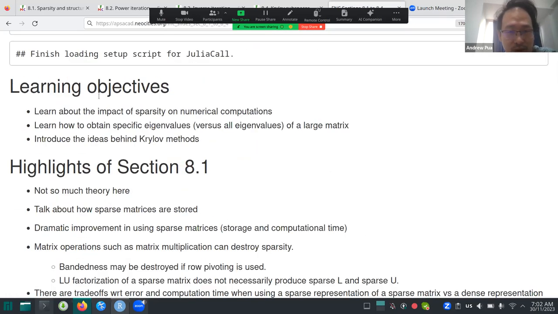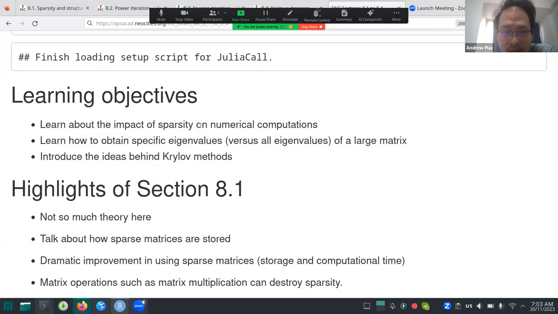For the four sections that I'm going to talk about, the first part is really about the impact of sparsity on numerical computation. Sparsity here means that the matrix has tons of zeros, and how it could be advantageous and how it could be disadvantageous. Sections 8.2 and 8.3 are about obtaining specific eigenvalues rather than getting all of the eigenvalues of some large matrix. So the idea here is to have a targeted approach towards obtaining eigenvalues.